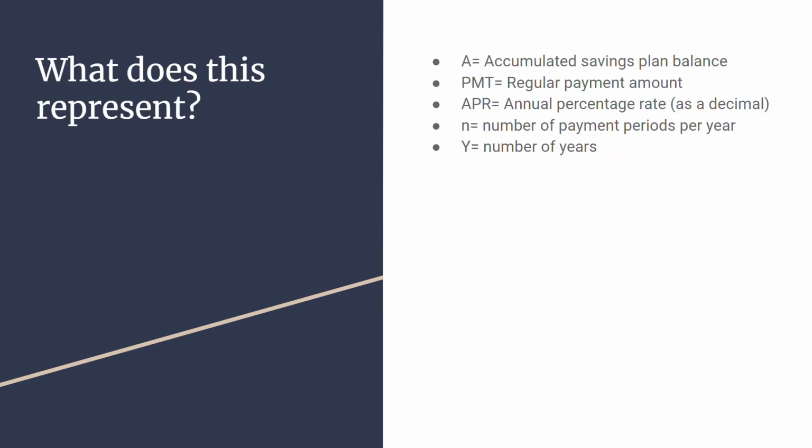So, the A represents the accumulated savings plan, the PMT represents the regular payment amount, and the APR is the annual percentage rate, and that is going to be put in the formula as a decimal. And N is the number of payment periods per year, and then Y is the number of years.